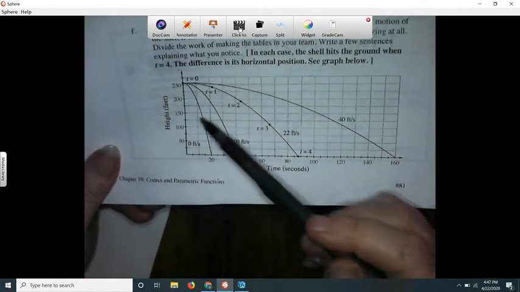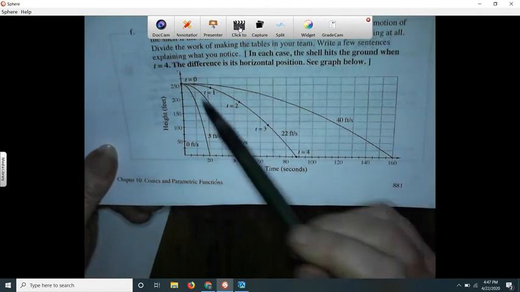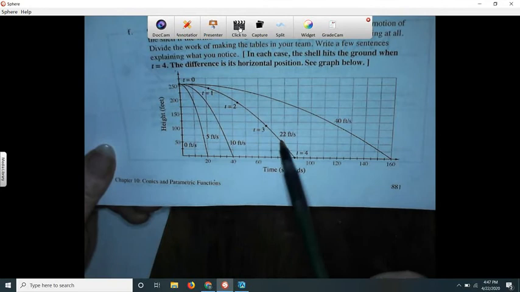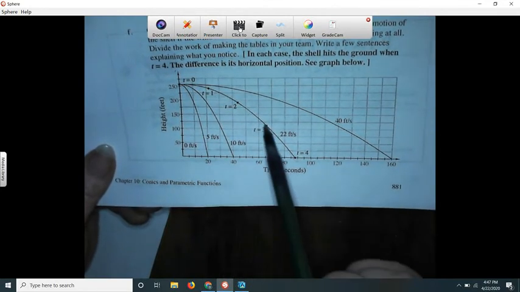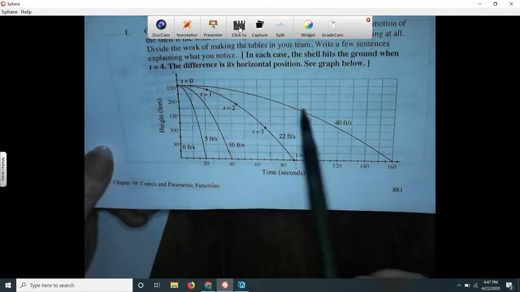And then letter F says, on the graph, but using different colors, plot the graphs of the motion of the shell if the wind is blowing 40 feet per second, 10 feet per second, 5 feet per second, and not blowing at all. One of them looks just like the one we already did, where the wind was blowing 22 feet per second. And here's 0 feet per second, 5 feet per second, 10 feet per second. Here's the one that I had graphed on that other paper, 22 feet per second, 40 feet per second.